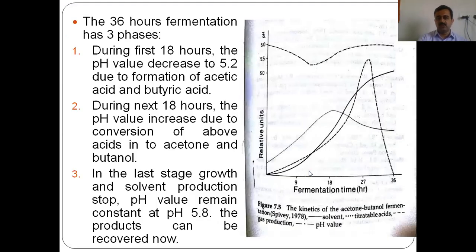So, a 36-hour fermentation, in 3 phases. During the first 18 hours, the pH value decreases to 5.2 due to formic acid and butyric acid. During the next 18 hours, the pH value increases due to conversion of the above acids into acetone and butanol. And in the last stage, the solvent production stage, the pH value remains constant at 5.8. The product can be recovered at pH 5.8. You can see that the product can be easily recovered.